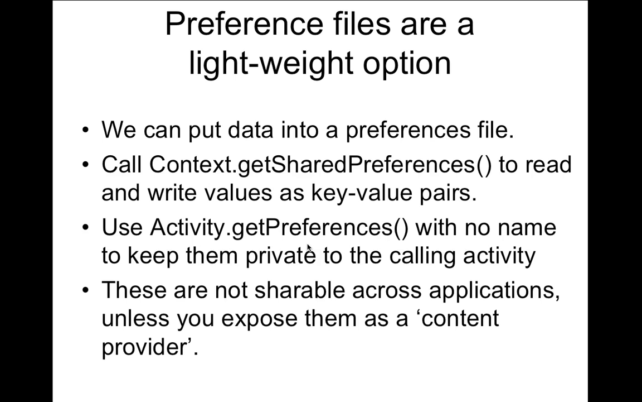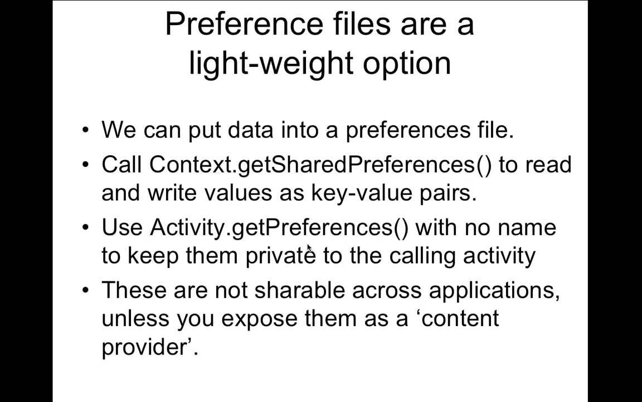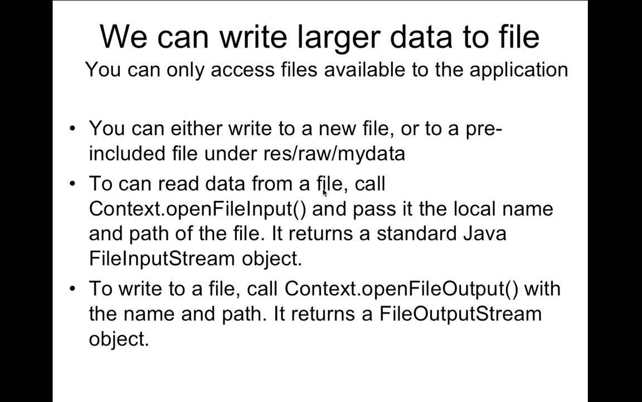But if you wanted to keep data, store data, preferences make some pretty good sense for a lot of different things. So you can write larger data files that aren't preferences. The easiest way to go about this is to use the context.getSharedPreferences, read and write values in key value pairs, kind of like a hash table, or dictionary I should say. Bring them up, can't share them across multiple applications.